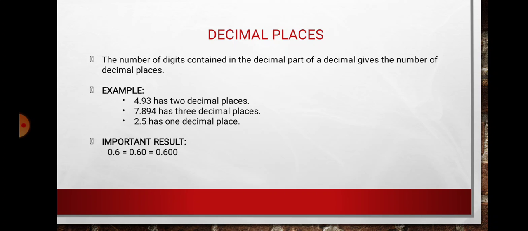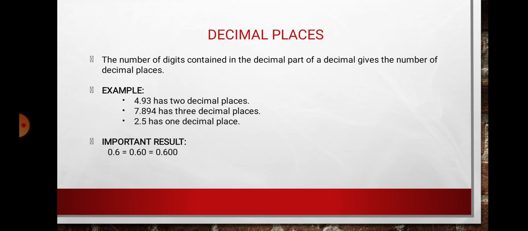In 4.93, the example given here, there are two digits in the decimal part, which means the decimal places are 2. Next, 7.894. As we know, 894 is the decimal part. How many digits are there? Yes, there are 3 digits. Then the decimal places of this are 3. In 2.5, we have only one digit in the decimal part, so we have only one decimal place.